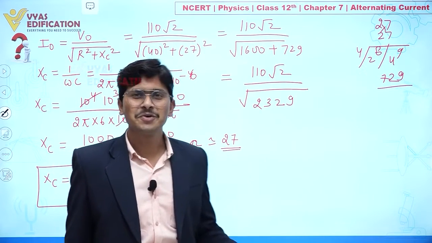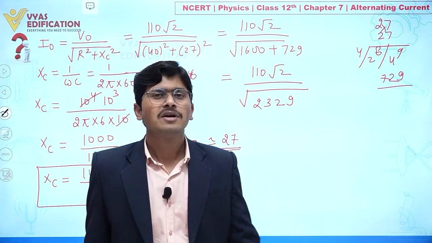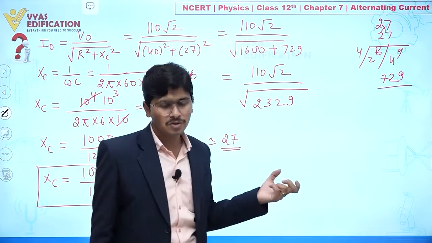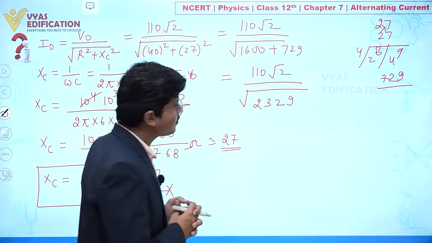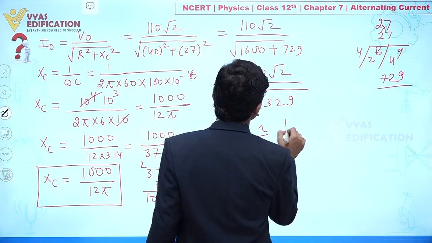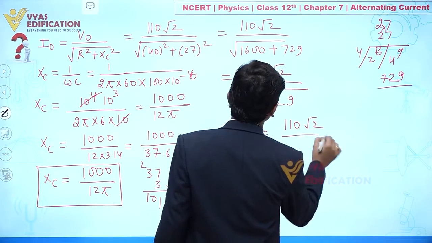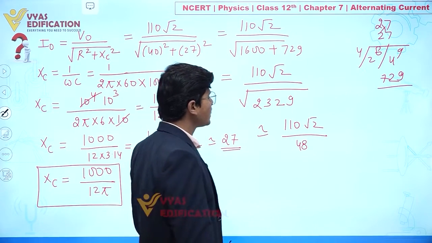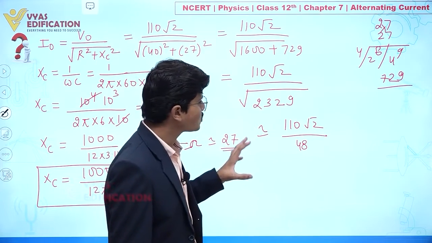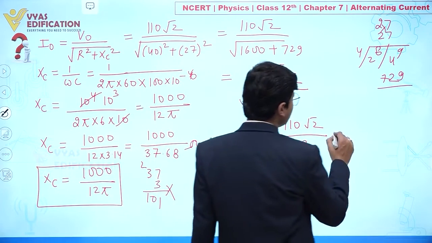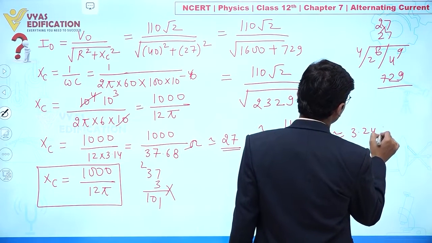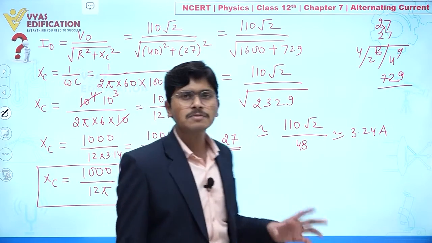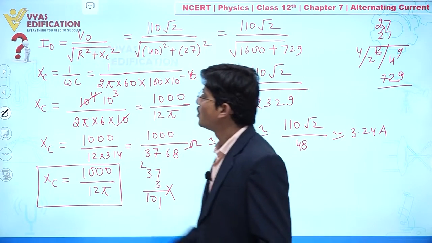Now what is the square root of this one? Now you can say the square root of 2500 is near about 50, so definitely it will be below 50. Yes or no? So from here I am taking this value as 110 under root 2 divided by 48. Clear? 48. Now if you solve it, you will find the exact value near about 3.24 ampere. Clear? Near about. So this is the value of the maximum current that we can obtain in this question.